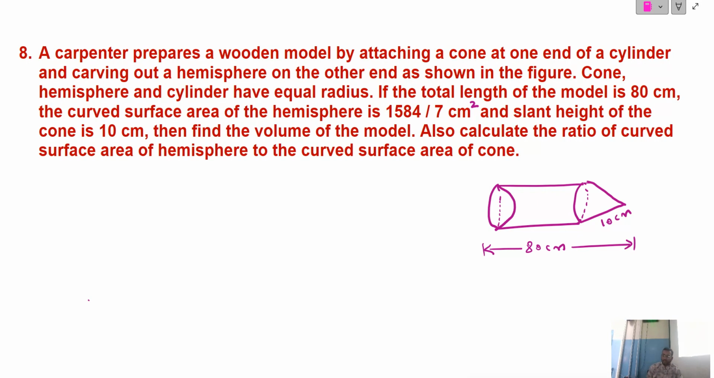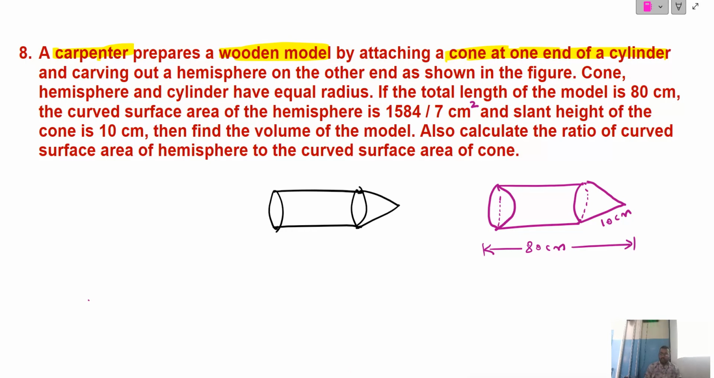Let me study step by step. A carpenter is preparing a wooden model, a kind of toy. How is he making the toy model? He is attaching a cone at one end of a cylinder. Now suppose this is my cylinder. At one end, he has attached a cone.